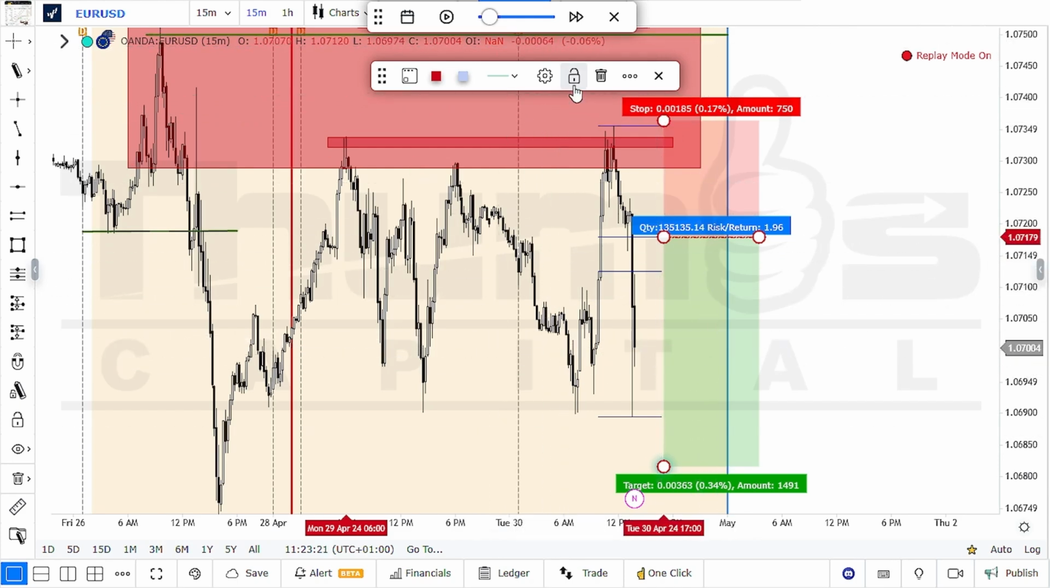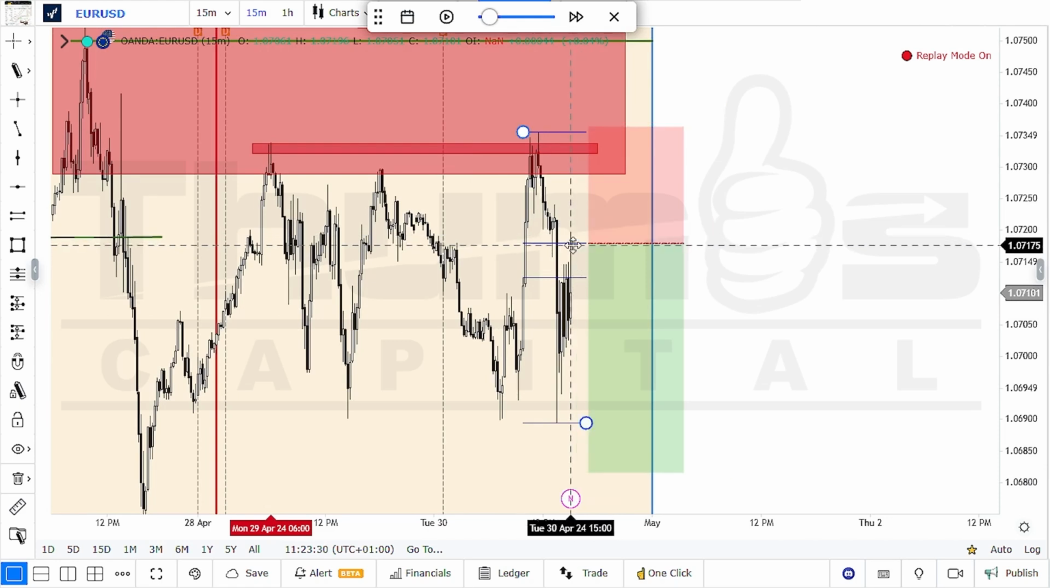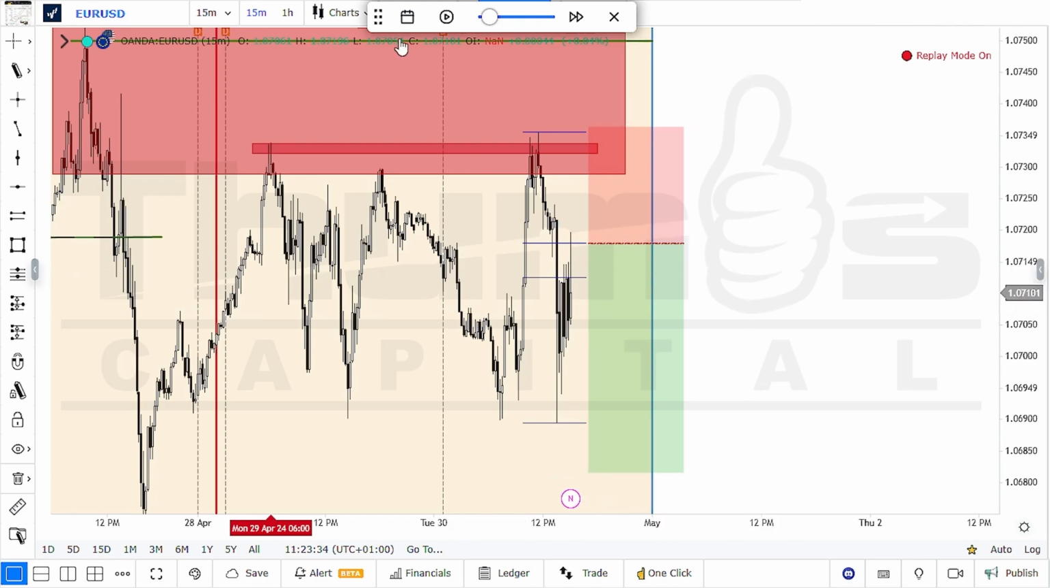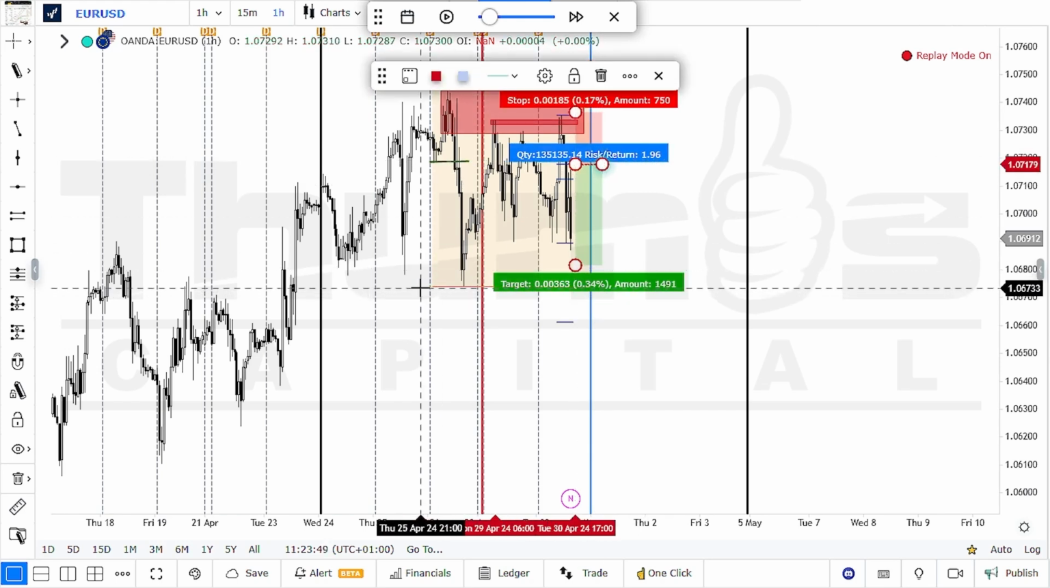Let's just play price and see how the entry will be. Now we have the entry right here. Price has triggered our pending order at this point. So let's go back to the 1 hour time frame so we can adjust our take profit level.